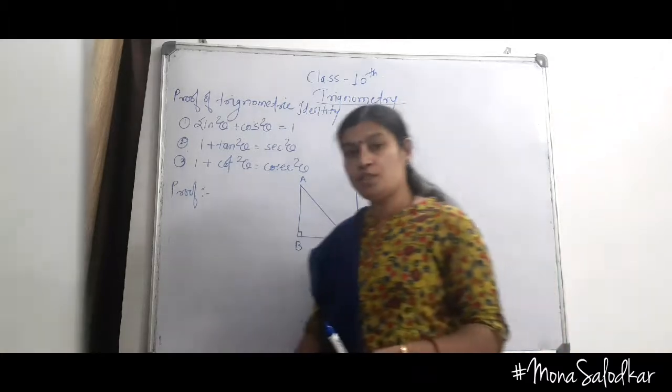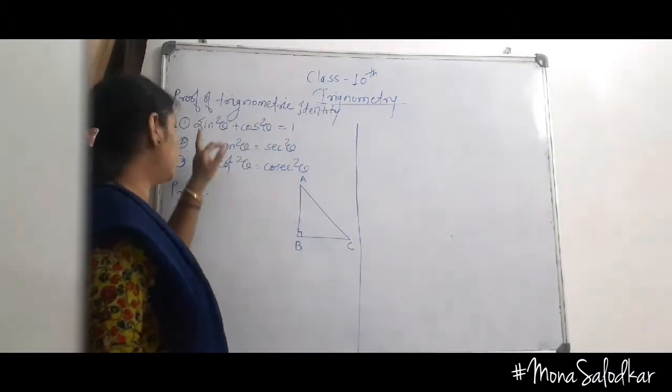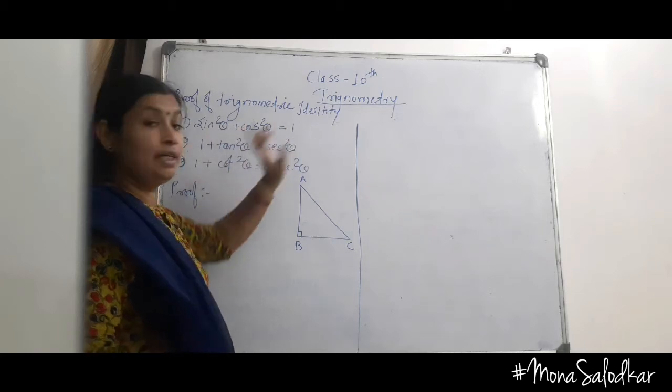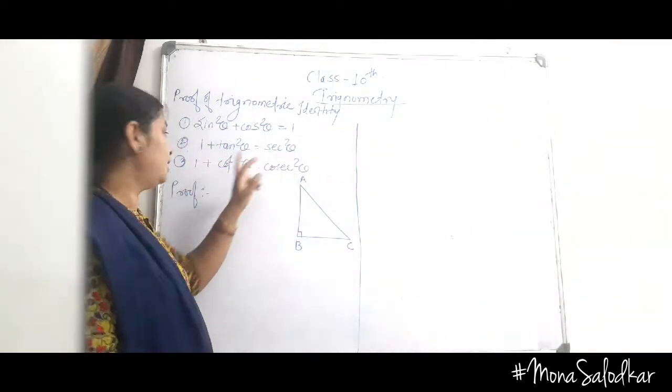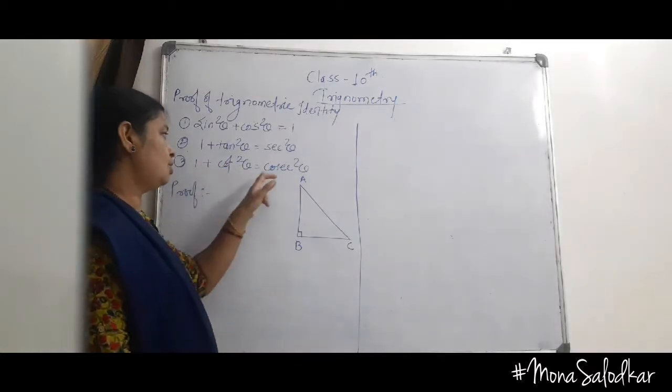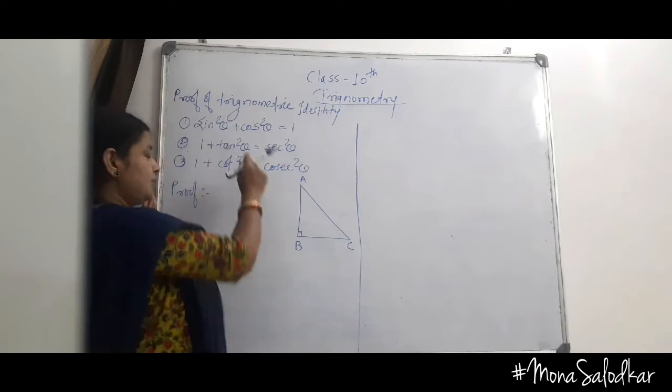Trigonometric identities, which is very important. Now see here, there are three identities. First, sin square theta plus cos square theta equal to 1. Second identity, 1 plus tan square theta is equal to sec square theta. And third identity, 1 plus cot square theta is equal to cosec square theta. So let's start with the first identity.